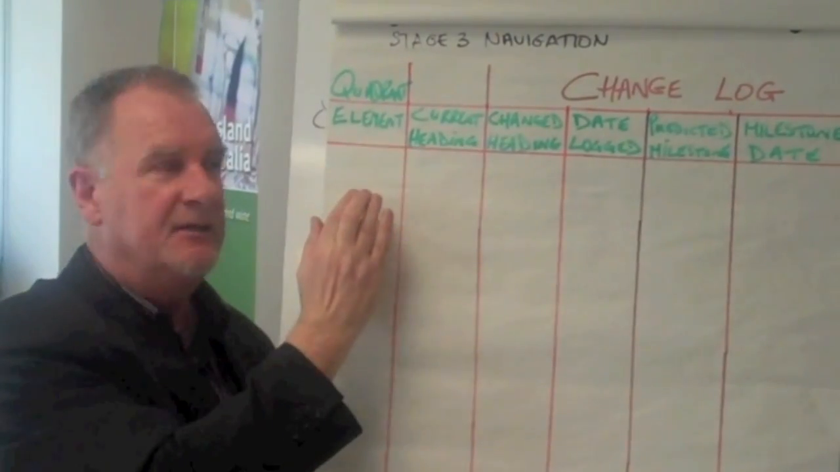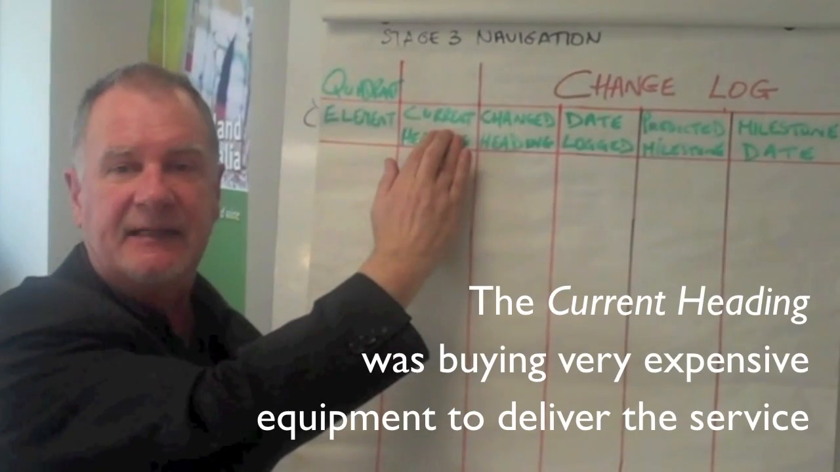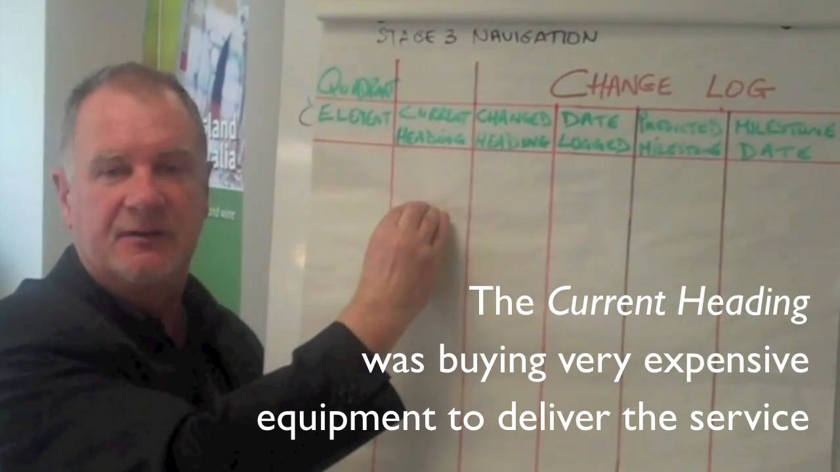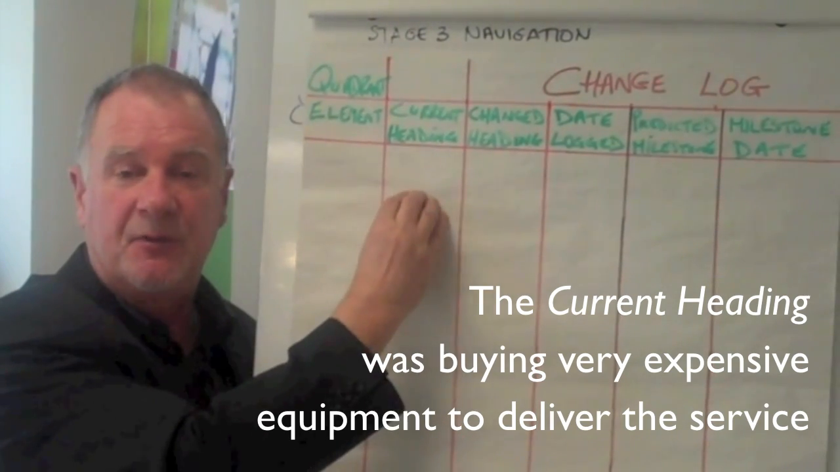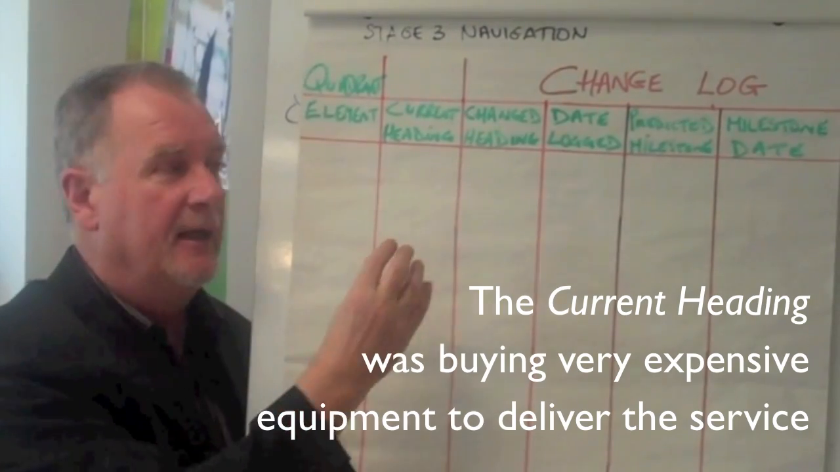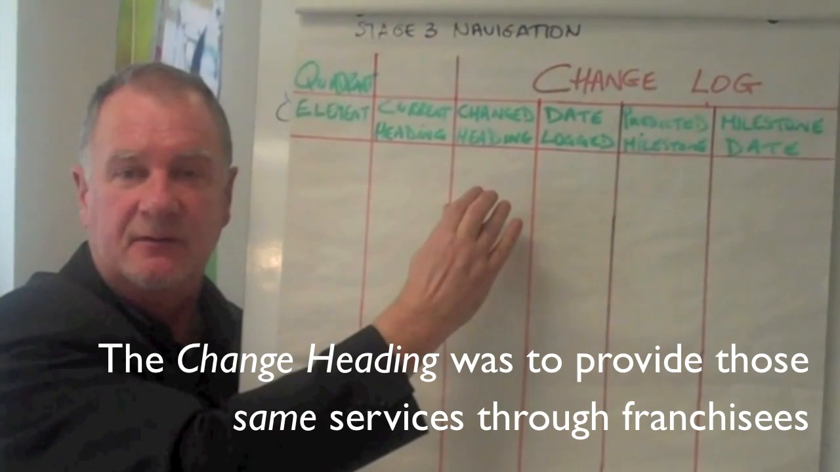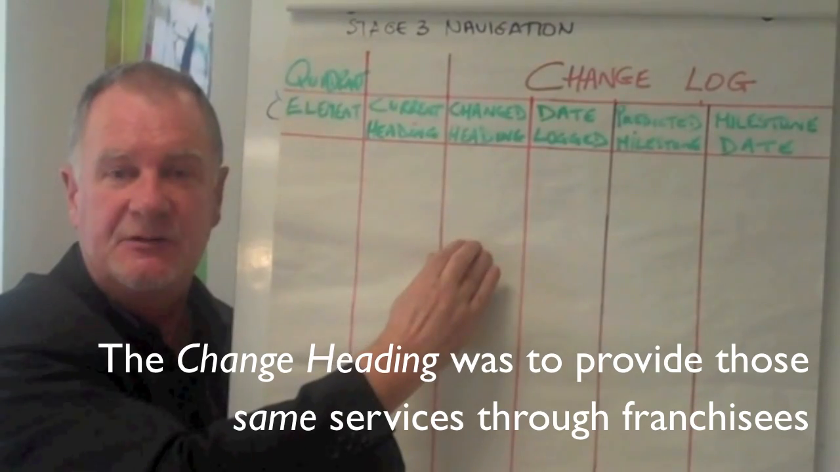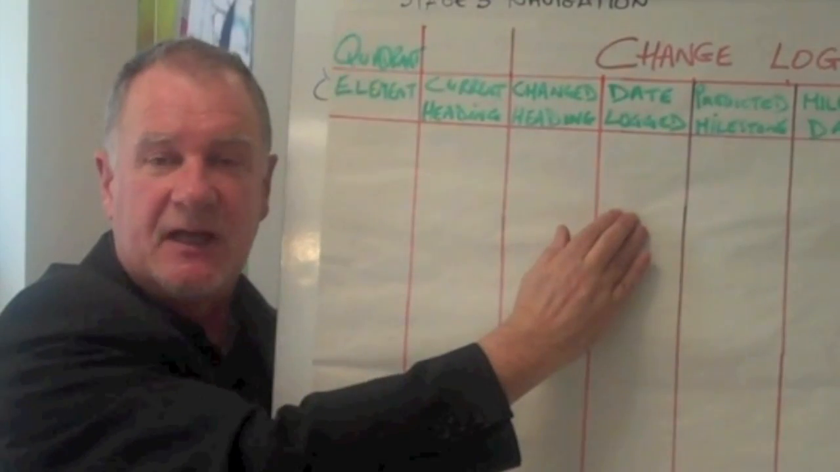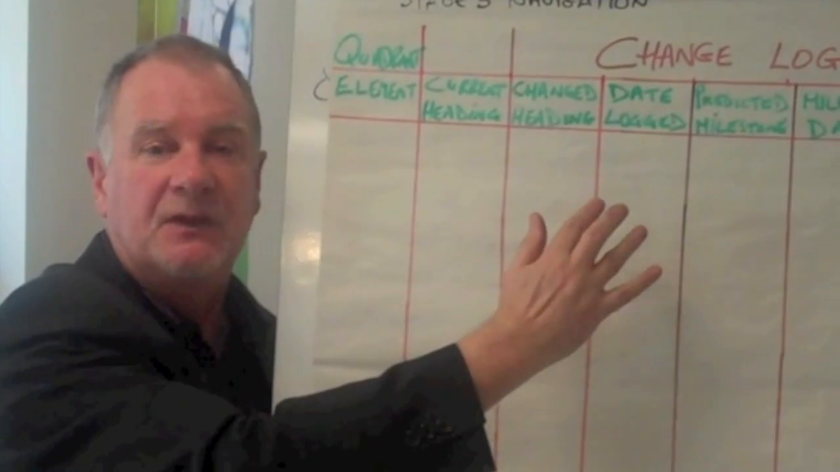The element is going to be the element of product, and the current heading of Bill's product is that it was basically to deliver that product as a piece of equipment. The change heading is that we're now solving the problems of the marketplace by providing a solution through franchisees, so that's the immediate change.